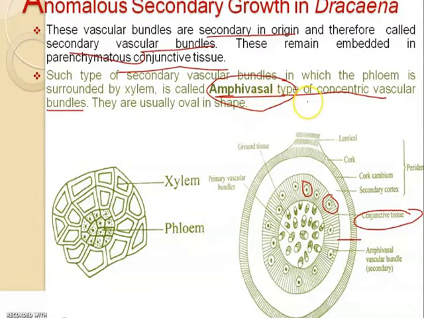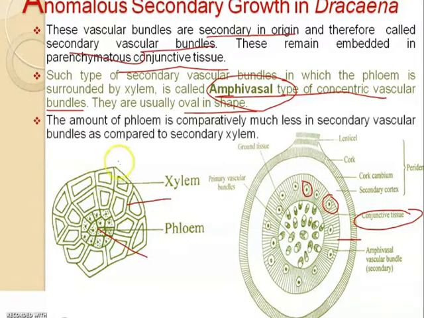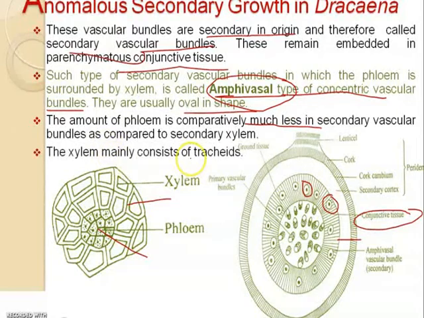by xylem, and these are oval in shape. In this case, phloem is totally surrounded by xylem. The amount of phloem is comparatively much less in secondary vascular bundles as compared to the secondary xylem. And the xylem mainly consists of tracheids only. So, in this secondary vascular bundle, xylem mainly consists of tracheids, not vessels.